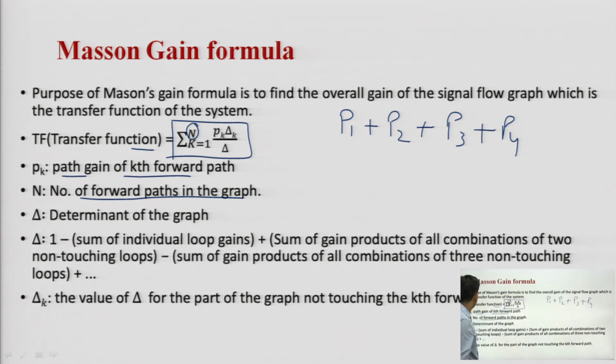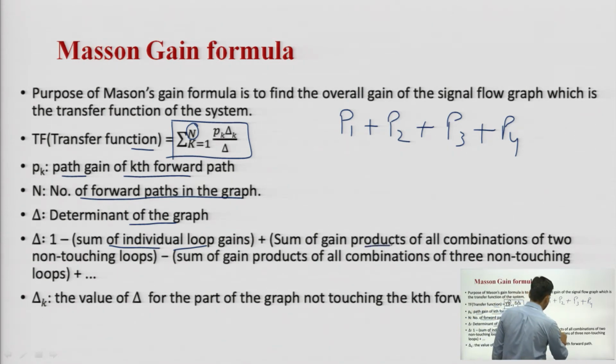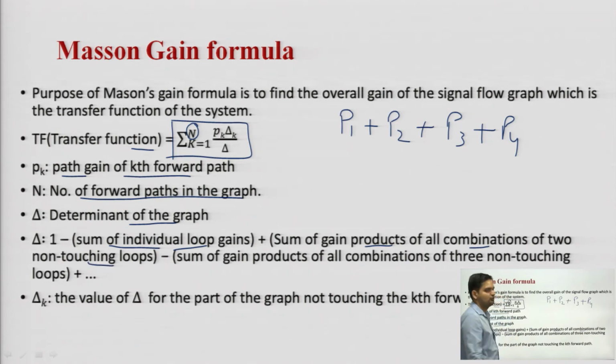Okay. Then delta, this will tell us the determinant of the graph, and its value would be 1 minus sum of individual loop gains. So, whatever loops are present in the signal flow graph, we need to calculate their gain and do the sum operation, then we will get the value of the sum of individual gains. Then we have to select the sum of gain product of all combinations of two non touching loops.